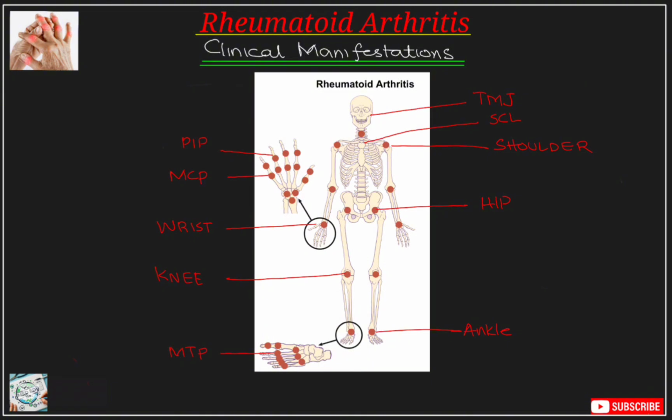Rheumatoid arthritis can affect the upper cervical spine, particularly the C1-C2 atlantoaxial joint, which can lead to instability and neurological symptoms. However, unlike other spondyloarthropathies, RA rarely involves the rest of the spine, making this a distinguishing feature. Understanding this characteristic joint distribution is crucial for recognizing RA early and differentiating it from other types of arthritis.